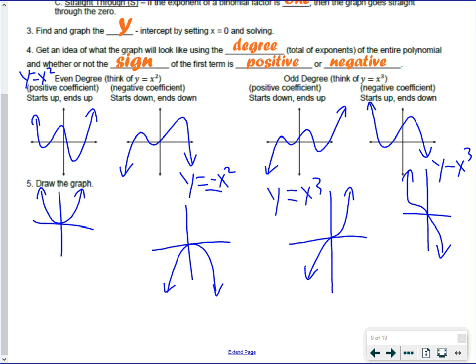Something to pay attention to here is that all odd degree polynomials will start and end going different ways. The starting and ending behaviors of odd degree polynomials have to go different ways because that's the only way you will be able to say that that polynomial has a range of all real numbers. So if it's going different ways, we can know that it's an odd degree polynomial.